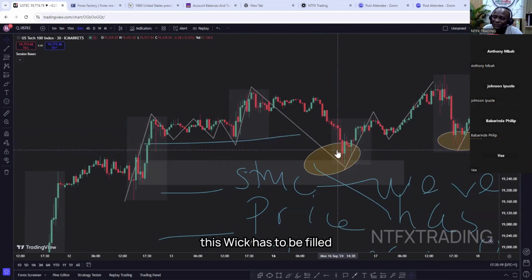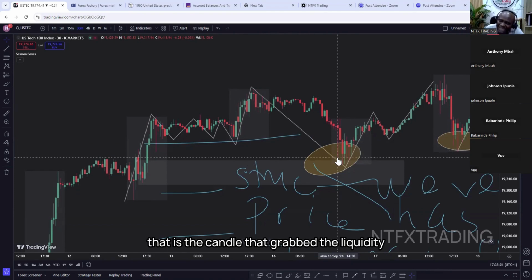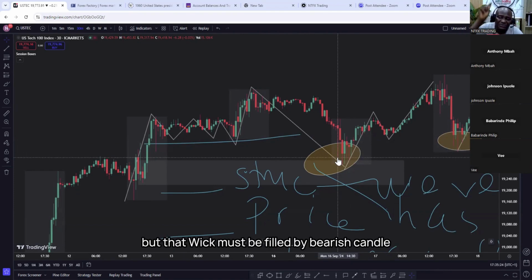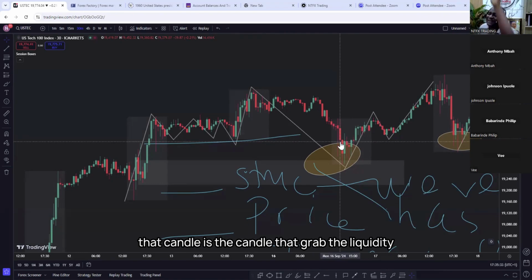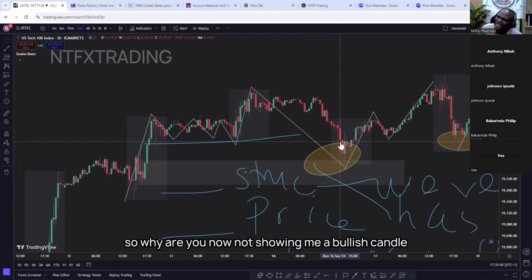Now, you see it? This wick has to be filled. That is the candle that grabbed the liquidity. Everything is correct, but that wick must be filled by a bearish candle. Let it come. Because for me to ascertain that that candle is the one that grabbed the liquidity, it must be accompanied by injection. What do I mean by injection? Injection is the opposite volume to the one that grabbed liquidity. Say you went to grab liquidity for people to buy. Why are you not showing me a bullish candle immediately after you grab liquidity? If you are not showing me a bullish candle, it means there are still some orders resting there that need to be picked.